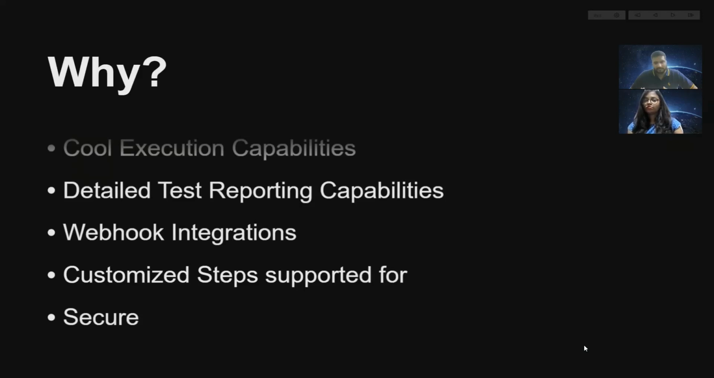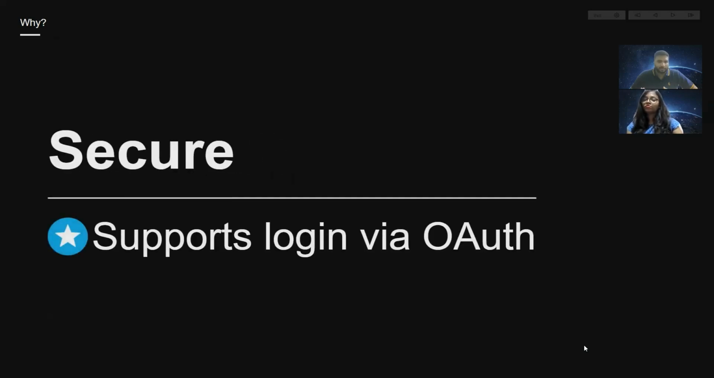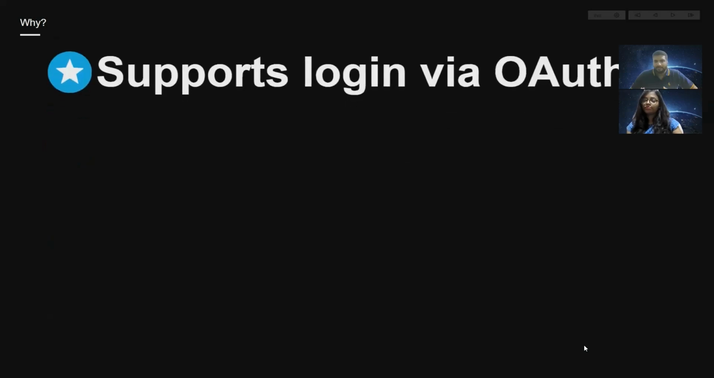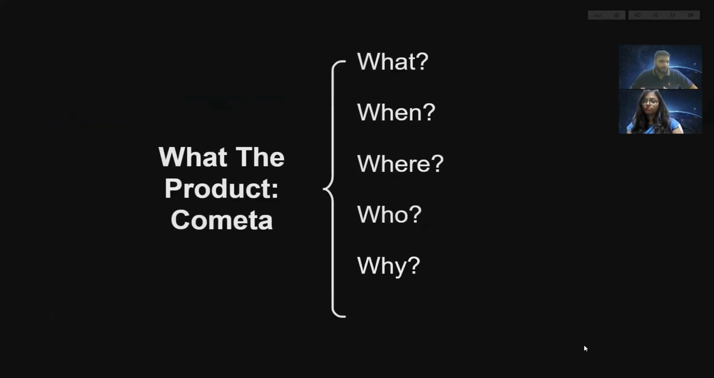So that's something nice. Another is security, which is one of the most important things that we all look for in a tool. Is it secure? And Cometa is pretty secure. It supports login via OAuth, and you can essentially use your existing GitLab credentials or GitHub or Google, and there are a lot of possibilities through which you can use your existing credentials to log into Cometa. So that's also pretty nice. So these are some of the factors why you should try out Cometa.